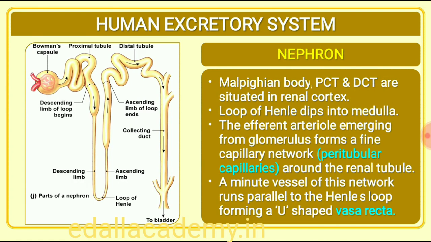The efferent arteriole emerging from the glomerulus forms a fine capillary network around the renal tubule called the peritubular capillaries. A minute vessel of this network runs parallel to the Henle's loop, forming a U-shaped vasa recta. Vasa recta is absent or highly reduced in cortical nephrons.